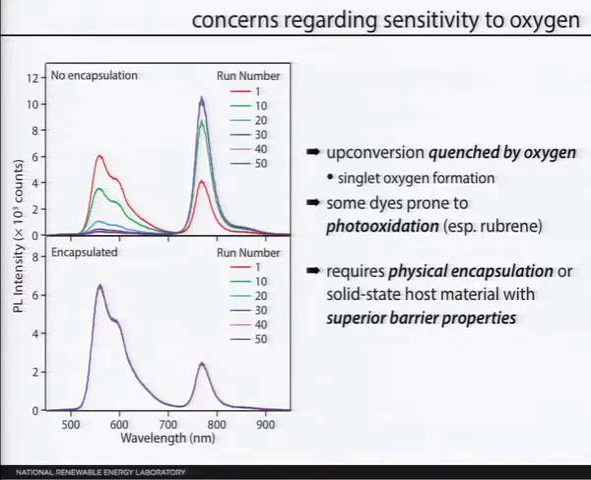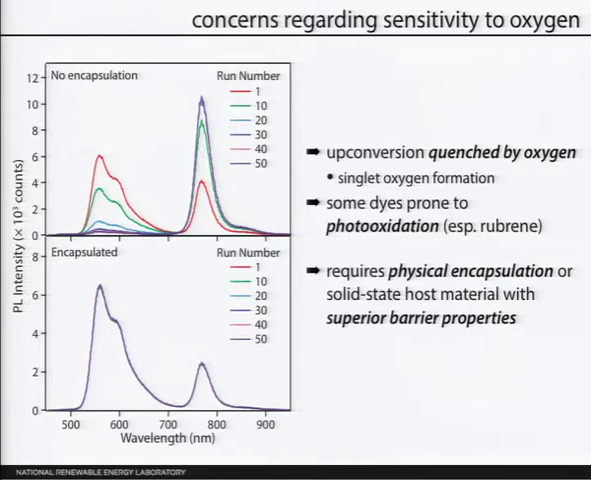This kind of brings me to the segue regarding the sensitivity of these systems to oxygen. And there are two issues that we need to be aware of. The first is that, as is the case in photodynamic therapy, we can efficiently quench the triplet states that we generate by the presence of oxygen and form singlet oxygen. Another issue with some of the dyes that one might work with, and this is especially the case for rubrene, is they're actually prone to photooxidation as well. And so if there's any oxygen around, if you illuminate them, then you get significant degradation of the materials.